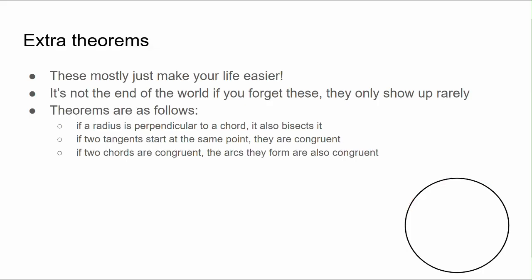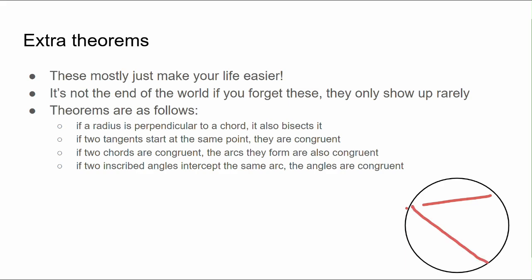If two chords are congruent, the arcs they form are congruent. So if you take these as congruent, then these will be congruent. If two inscribed angles intercept the same arc, the angles are congruent. Let me look at the example for this. I kind of forget how this works. Take that and that, like that. So see, this whole thing here is intercepting this arc, and this whole thing here is intercepting this arc. It's kind of like the transitive property, because they're both looking at the same thing. These are going to be the same angles. So this angle and this angle are congruent.